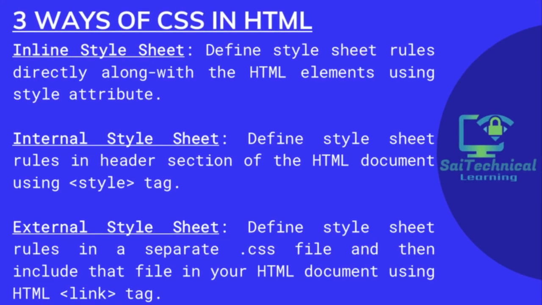There are three different ways of using CSS in HTML. The first way is inline style CSS, which defines the style sheet rule directly along with the HTML element using the style attribute. Second is the internal style sheet, which defines the style sheet rule in the header section of the HTML document using the style tag. Similarly, the external style sheet defines the style sheet rule in a separate .css file and then includes that file in your HTML documents using the HTML link tag.